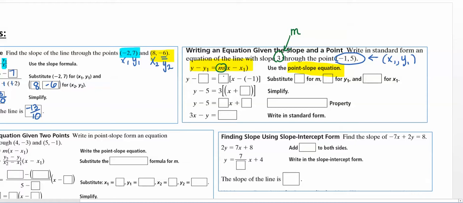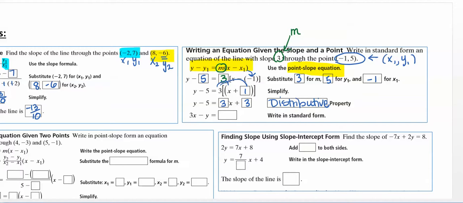So I'm going to plug in the m with 3 and the x1, y1. So x1 goes here. You can see it's already in there. And y1 goes here. So that's going to be 5. So we substituted 3 for m and 5 for y1 and negative 1 for x1. So the x minus a negative 1 thing turns into a plus 1. And then we're going to use the distributive property to distribute the 3 here, and we get 3x plus 3.